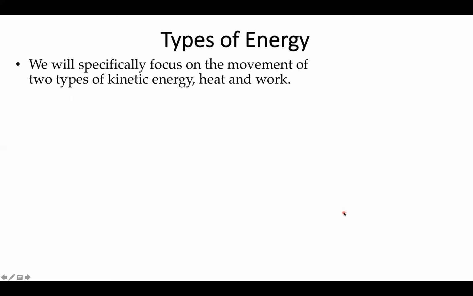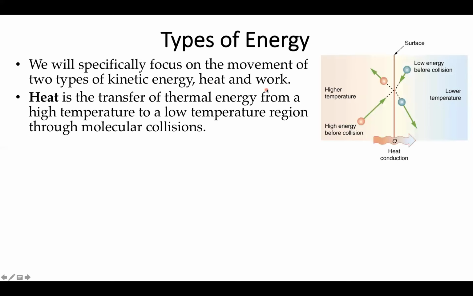However, in this chapter, we're going to focus on 2 simpler forms of energy, and specifically 2 simpler forms of energy movement. These are going to be heat and work. So heat's going to be the transfer of thermal energy, so this random motion from one region to another. And it turns out heat always goes from the higher temperature region, the region that has more kinetic energy, to the lower temperature region, the one that has lower kinetic energy.